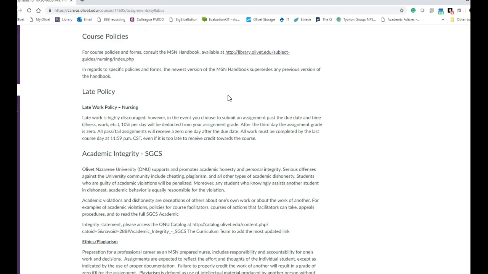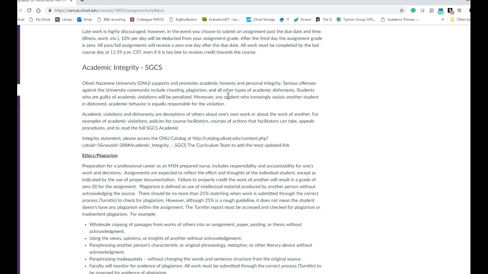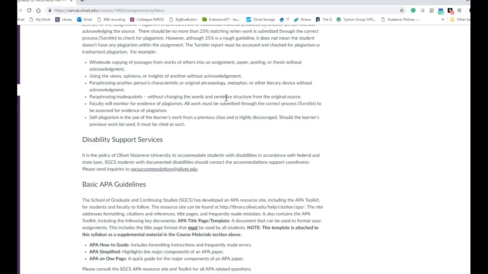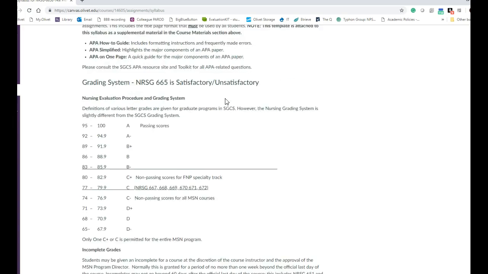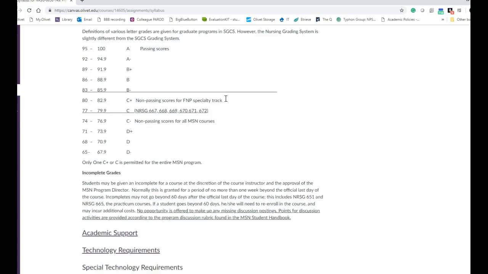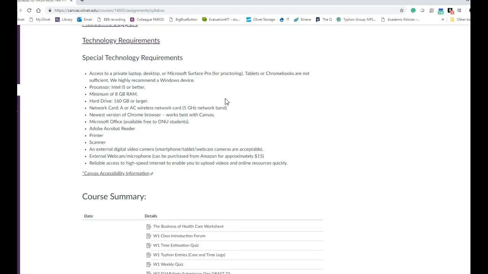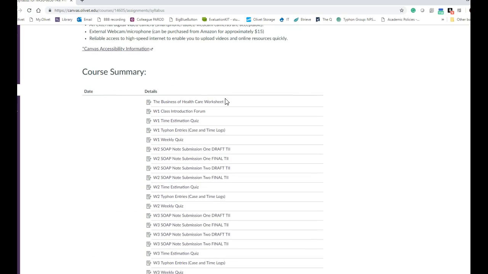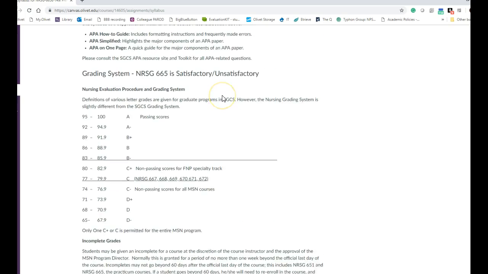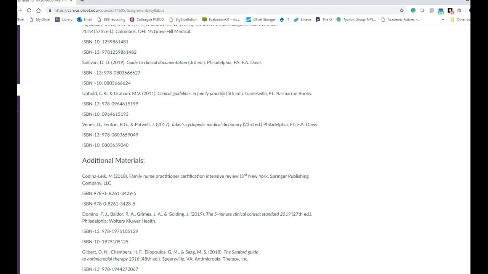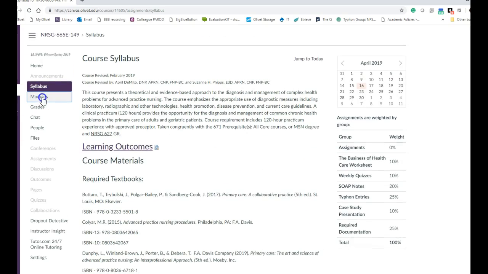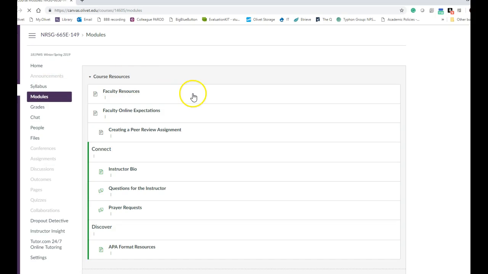Let's see. The late policy is the same. Academic integrity, of course, is the same. Ethics, plagiarism, disabilities, basic APA, grading scale is the same. And here's the course summary. So now I'm going to go back here into the modules so that we can go through a little bit here.